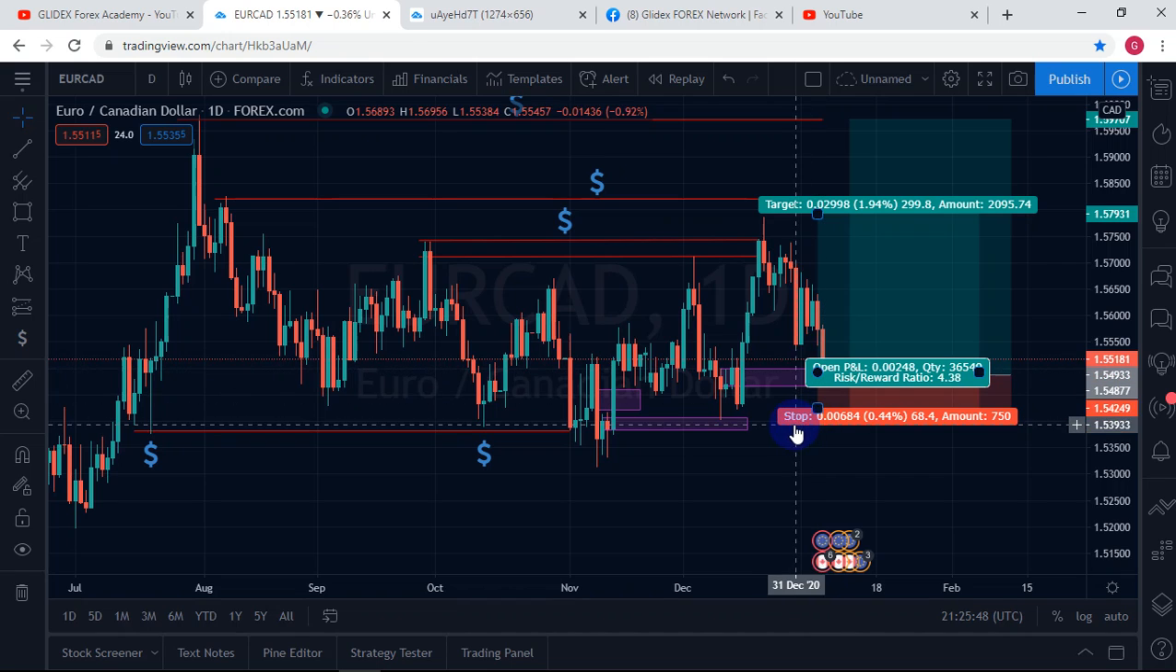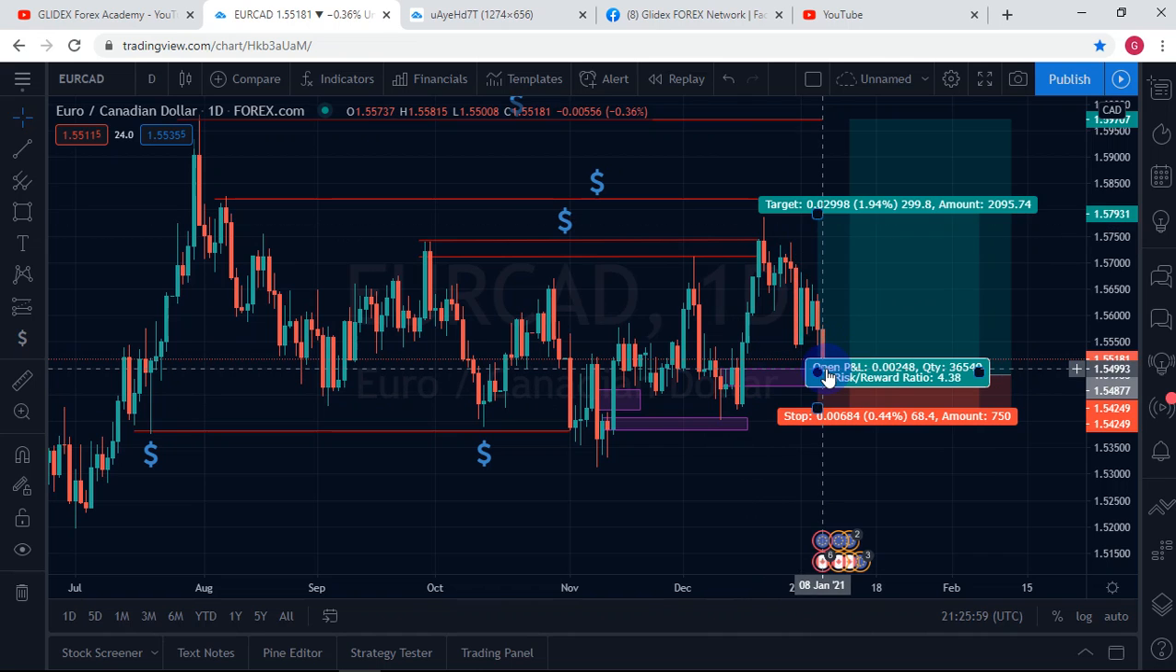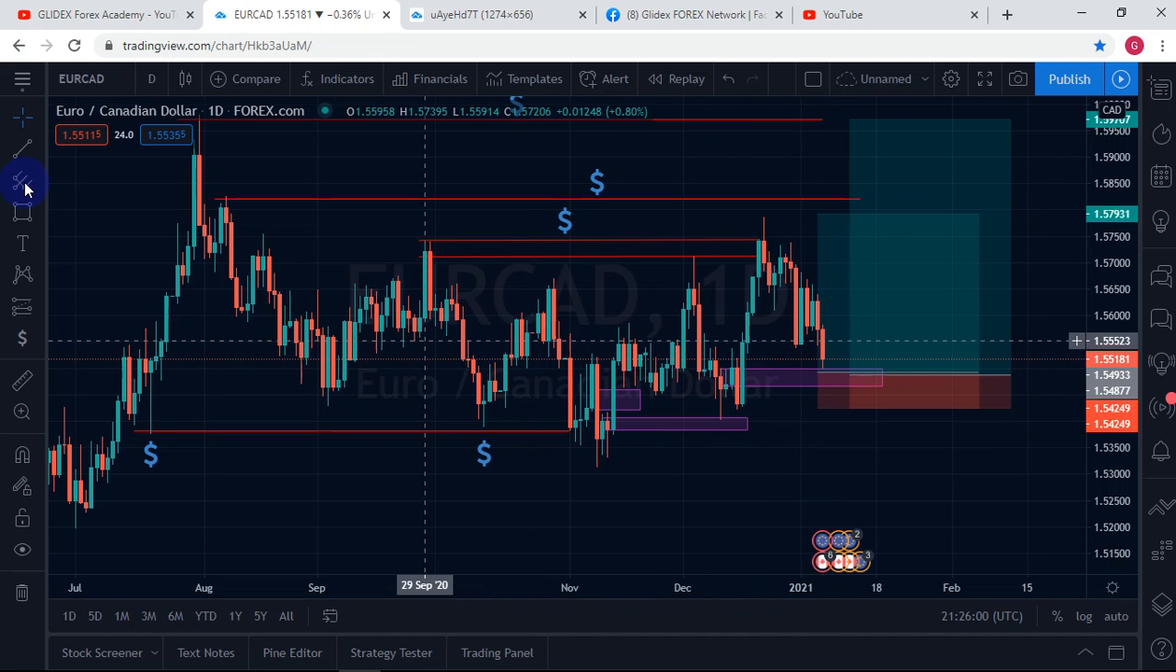Our stop loss will be below this institutional candle, below this bearish candle. So we are risking just a little for this much. Now this is a daily time frame.